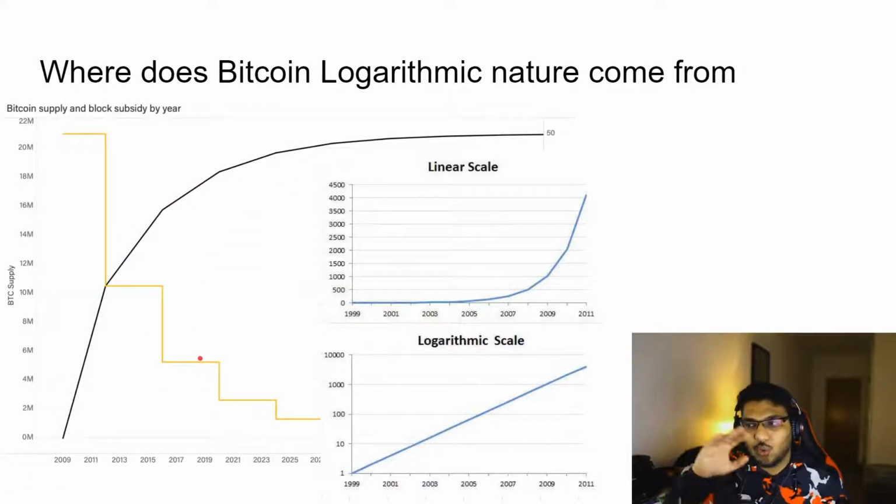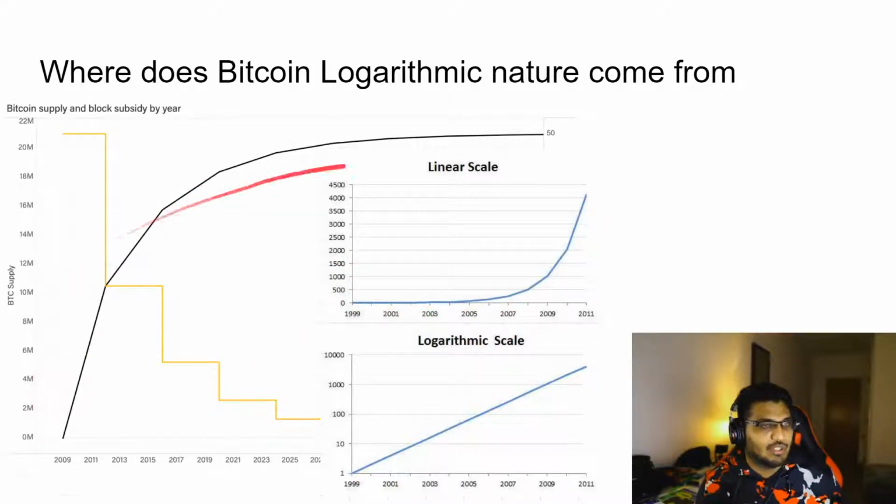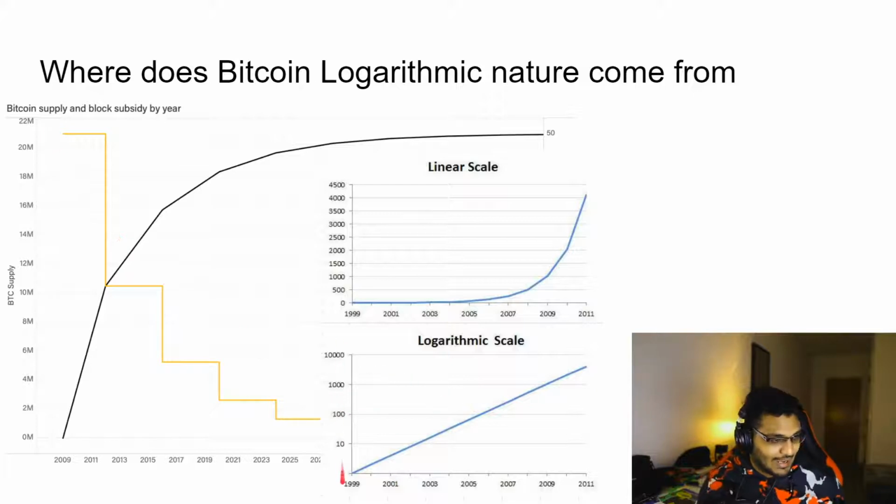So you can see it's going up logarithmically. And if you try to graph it again, it would be terrible. You wouldn't be able to understand this on a linear chart. This is a linear chart. And you can see the logarithmic chart: 1, 10, 100, 1,000, 10,000.